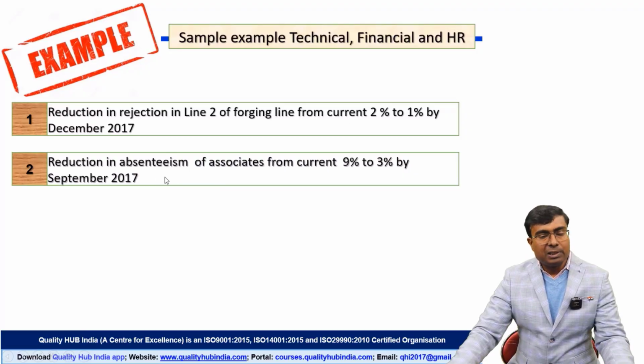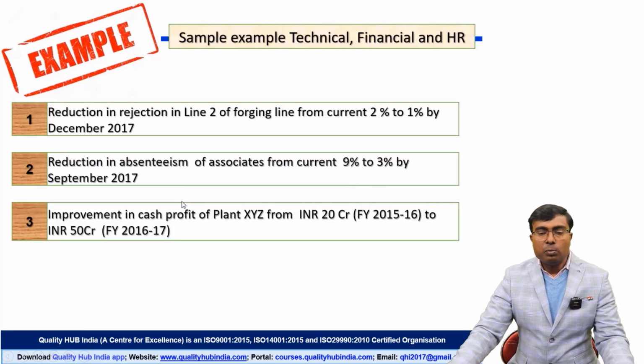So this is very specific in nature. This is measurable also because numbers are there. This is achievable and there is a time frame. So it is a clear-cut SMART goal example. Now let's move on to the third one.